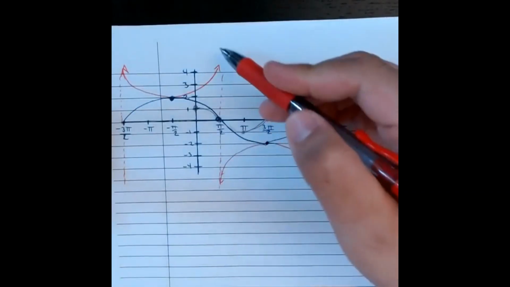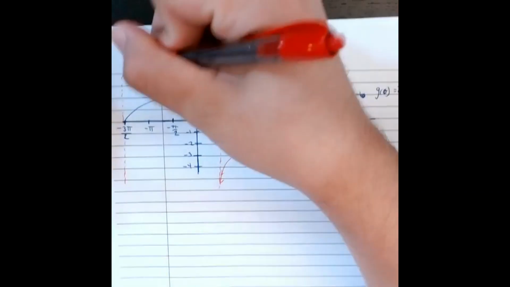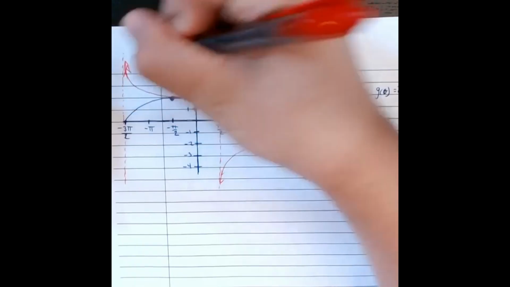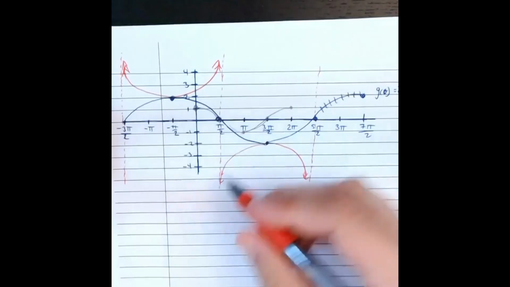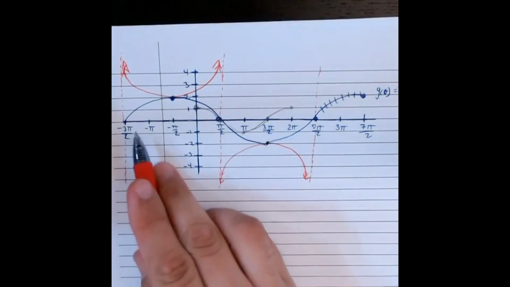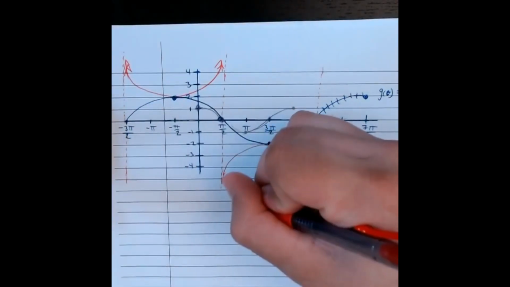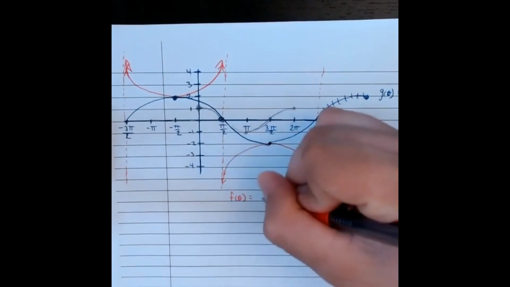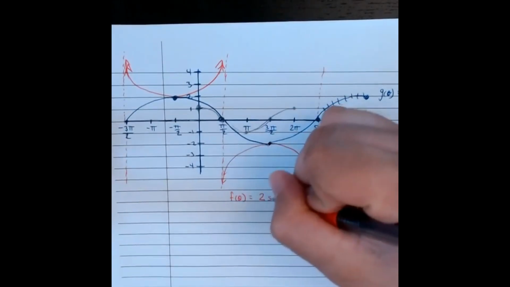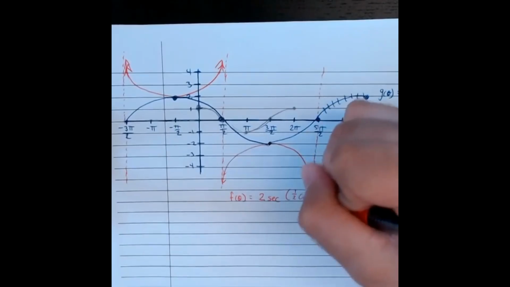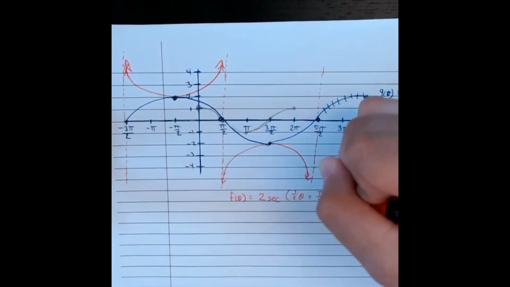Note that the asymptotes are not part of the graph, but they are usually drawn in anyway to help guide the shape of our graph. So this stuff in red from negative 3 pi over 2 up to 5 pi over 2 is going to be the graph of f of theta is equal to double the secant of 1/2 theta plus pi over 4.